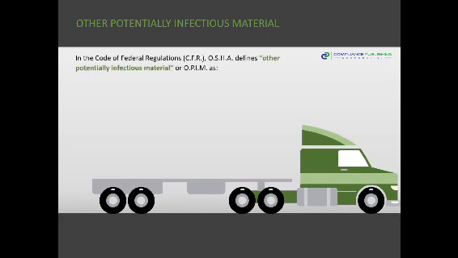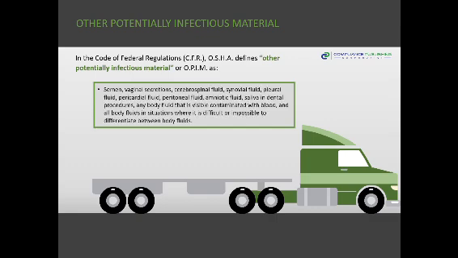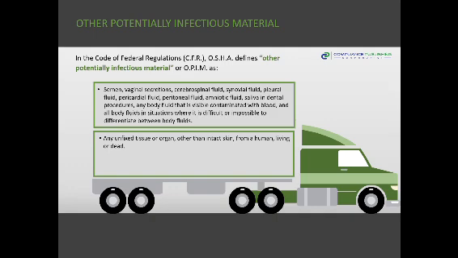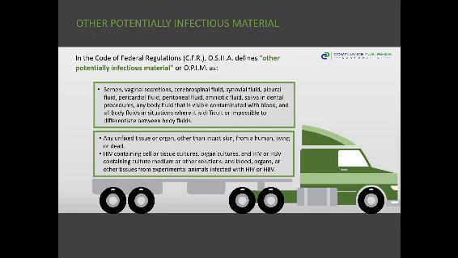In the Code of Federal Regulations, OSHA defines other potentially infectious material, or OPIM, as semen, vaginal secretions, cerebrospinal fluid, synovial fluid, pleural fluid, pericardial fluid, peritoneal fluid, amniotic fluid, saliva in dental procedures, any body fluid that is visibly contaminated with blood, and all body fluids in situations where it's difficult or impossible to differentiate between body fluids, any unfixed tissue or organ other than intact skin from a human, living or dead, and HIV-containing cell or tissue cultures, organ cultures, and HIV or HBV-containing culture medium or other solutions, and blood, organs, or other tissues from experimental animals infected with HIV or HBV.